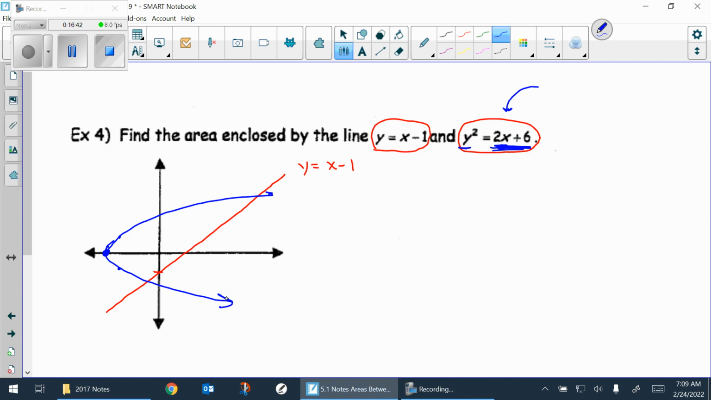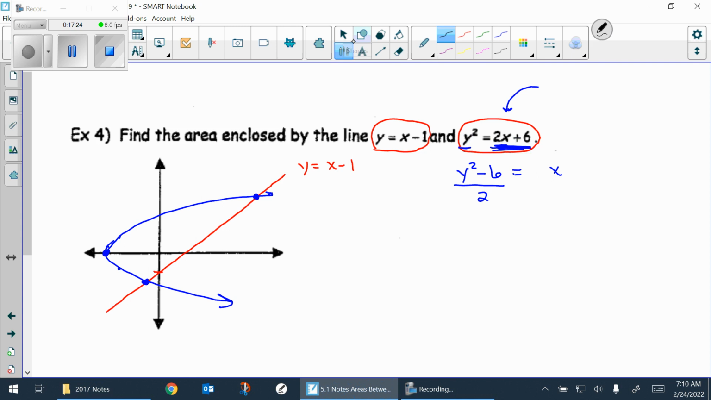But let's take a look at where these intersection points are. Let's find those x and y values. If I were to solve this for x, I'd have y squared minus 6 equal to 2x. And so then I divide by 2, and that's what x would be equal to.